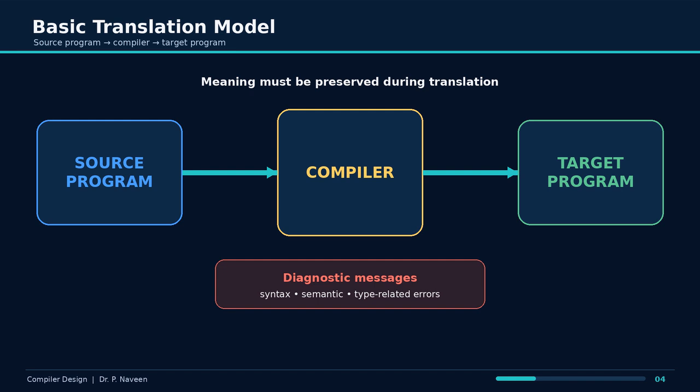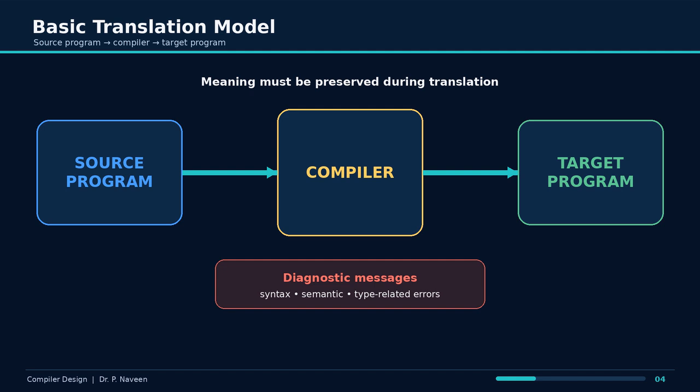Slide number 4, basic translation model. Look at the diagram on the slide. On the left side, we have the source program. This is the program written by the programmer. In the middle, we have the compiler, right? The compiler reads and checks the source program. Then it translates the source program. On the right side, we get the target program. Okay. During the translation, the compiler may display error messages.